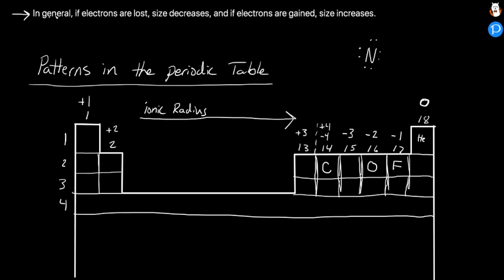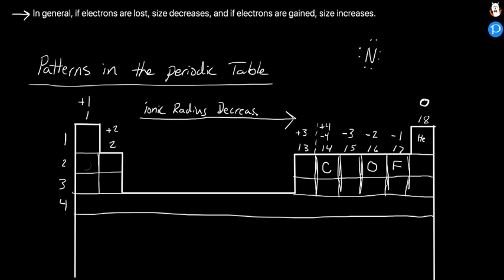We said up here that in general, if electrons are lost, the size is going to decrease. And if electrons are gained, the size is going to increase. Well, if I start at period 2 here, and I move from group 1 to group 2, and then to group 13, as I'm moving this way, I'm losing more and more electrons, right? Group 1 only loses 1 electron. Group 2 loses 2 electrons. Group 13 loses 3 electrons. And so the more electrons that I lose, the size is going to decrease, right? So as I move across this way, the ionic radius is going to decrease.